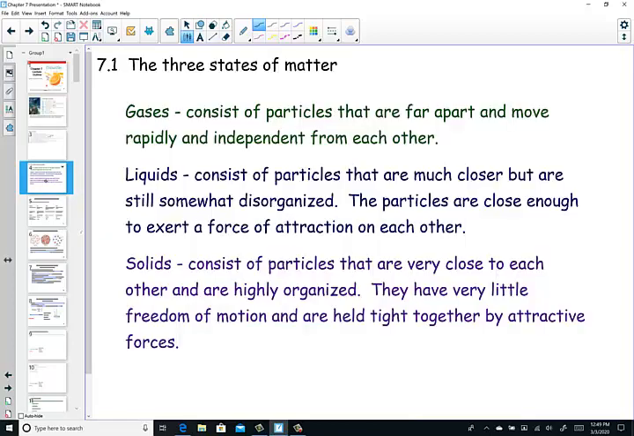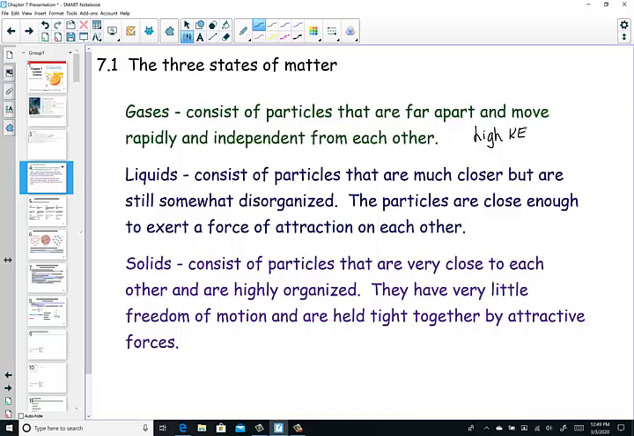Those 3 states of matter: gases, liquids, and solids. We know that gases consist of particles that are very far apart from each other, and they move rapidly, independently from one another. They have a very high kinetic energy. I'm going to just write KE for kinetic energy. And as you begin to cool gases, gases will form liquids as you remove energy.